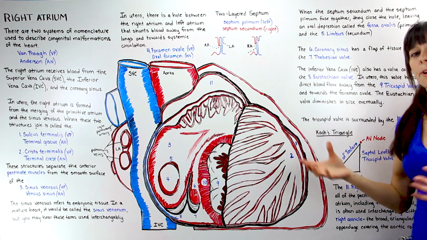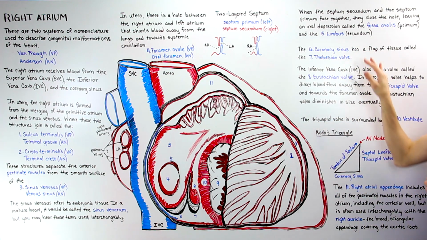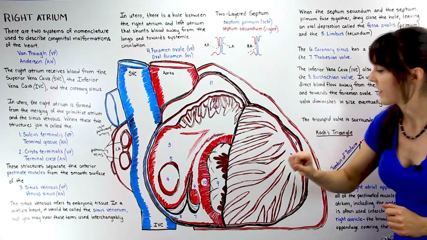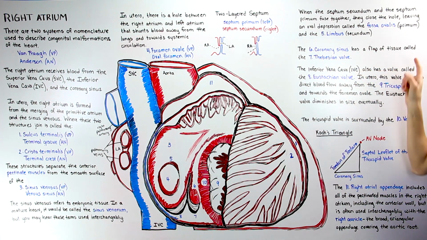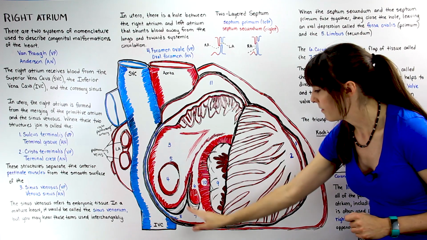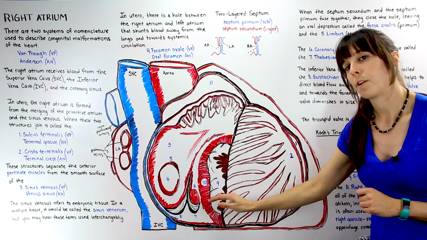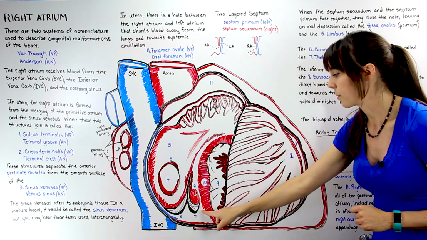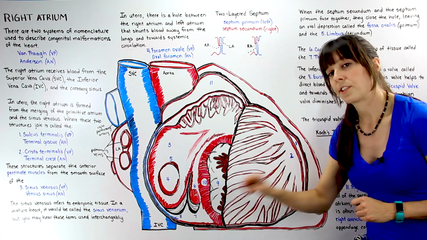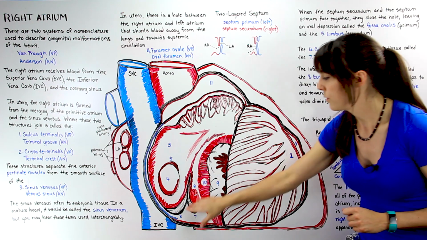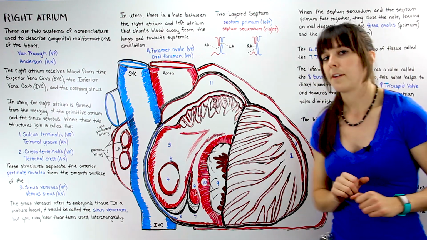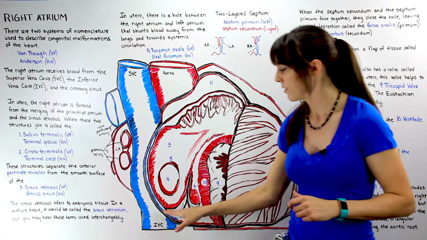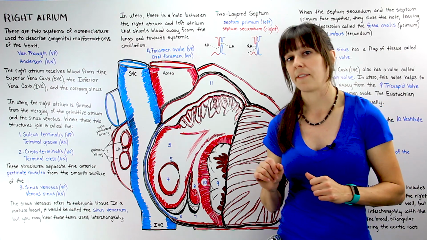Now, we talked about the coronary sinus draining into the right atrium at structure number 6. But there's a flap of tissue called the Thebesian valve that helps to direct the flow of blood from the coronary sinus, and that's at structure number 7. Right next to it, at structure number 8, is the eustachian valve. And this valve is particularly interesting because it's associated with the inferior vena cava.